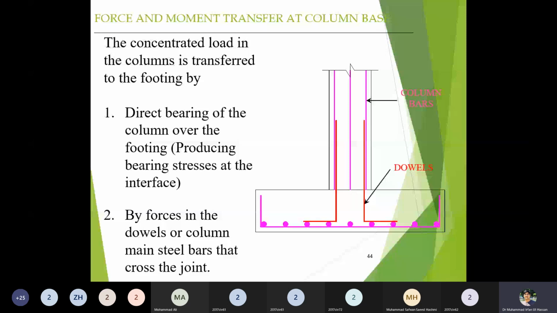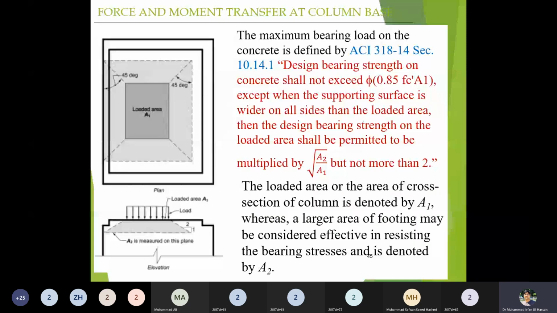So the maximum bearing load on the concrete is defined by ACI 318, where the bearing force capacity of the column is 0.85 f'c into the area of the column. We multiply with phi also. And when the footing area is larger than the column area, then you multiply by the square root of A2 by A1, in 0.85 f'c A1 into phi, and we are able to find out the total bearing strength, the bearing load that can be carried by the foundation.